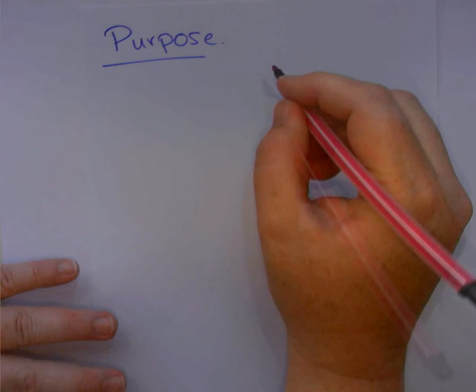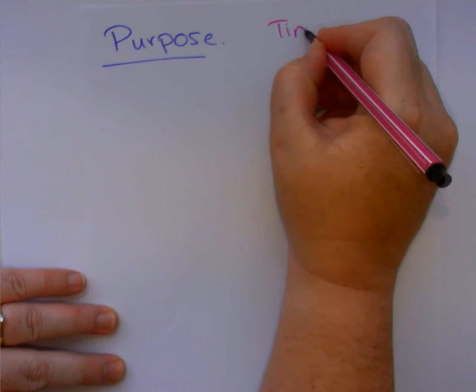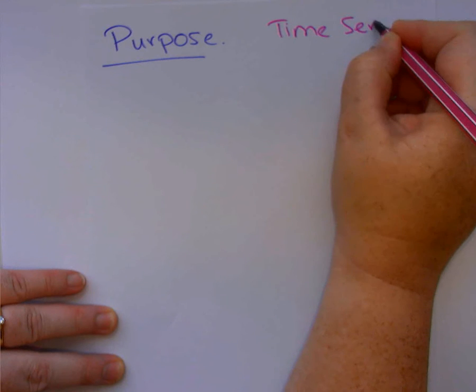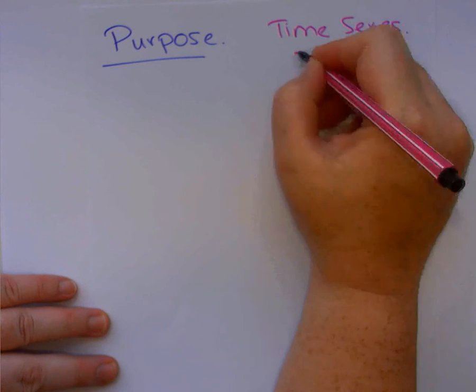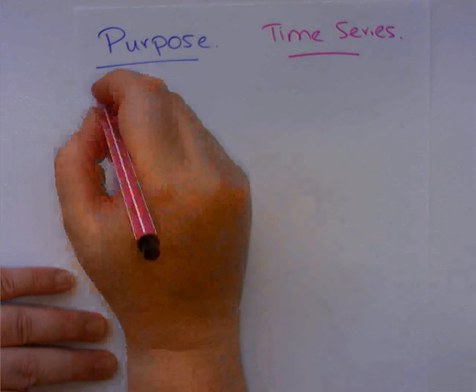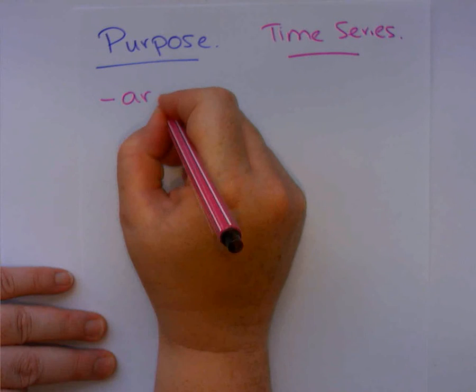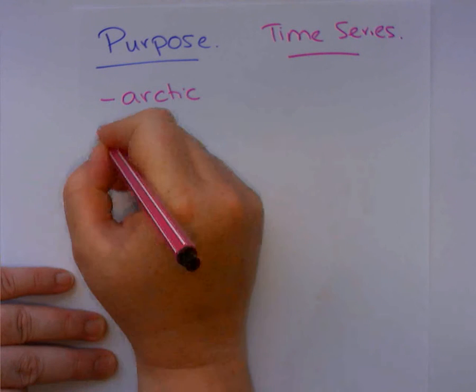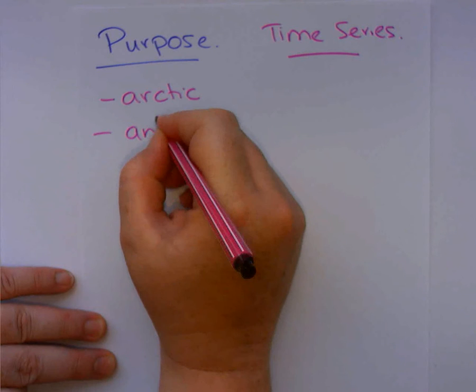We're going to look at the purpose for a time series data set. So the first thing we need to identify is what is the data that we're talking about. And in this case, we've got two types. We've got data from the Arctic and data from the Antarctic.